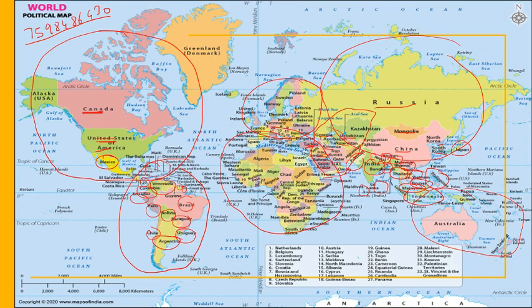Coming to Europe, you have countries like Finland, Sweden, Norway, Denmark, Poland, Germany, France, Spain, England. Then you have Ukraine. All these countries are there in Europe. There are a lot of other countries also, like Spain and Portugal.